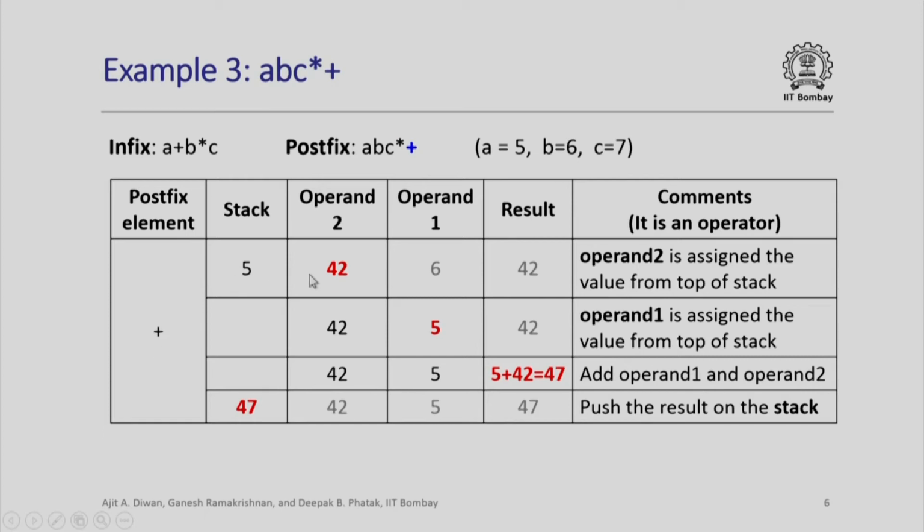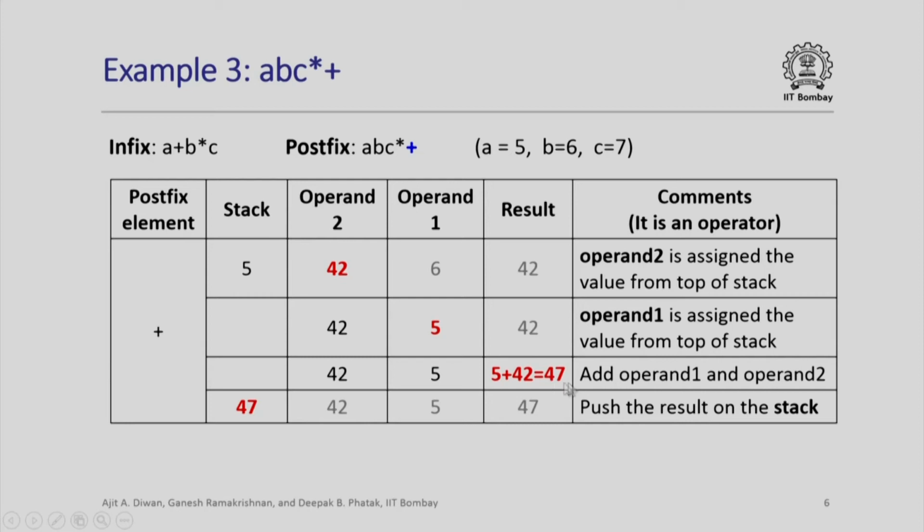The 42 value is pushed on operand 2 as before. The operand 1 contains an old value which is not to be used, obviously, but in the next operation we take the second operand from the stack and put it in operand 1. Now we have operand 1 and operand 2 as 42 and 5. The result currently contains an old value, but when we perform the plus operation, this will be replaced by 47.